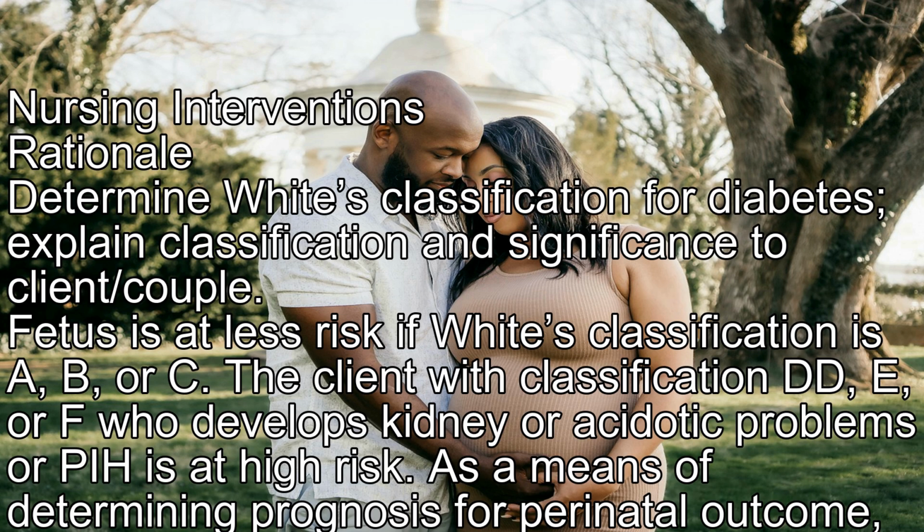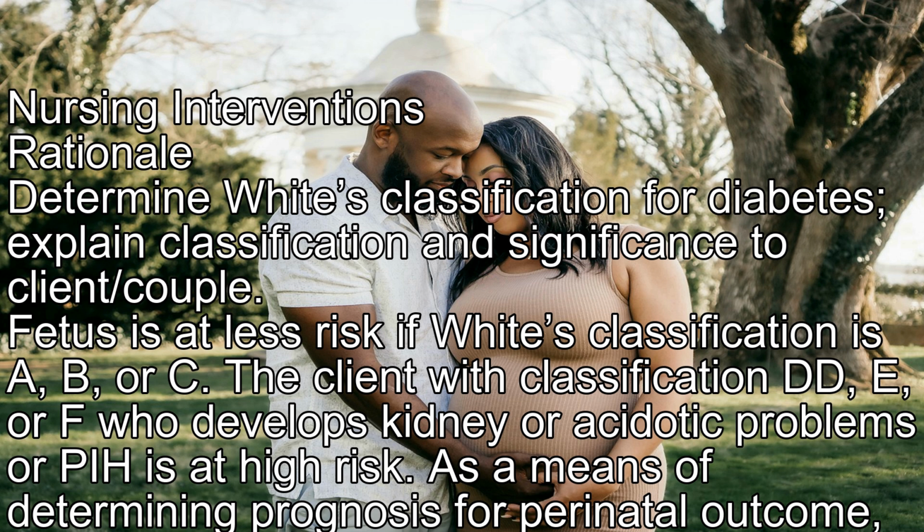Nursing interventions and rationale. Determine White's classification for diabetes. Explain classification and significance to client/couple. Fetus is at less risk if White's classification is A, B, or C. The client with classification D, E, or F who develops kidney or stenotic problems, or PIH, is at high risk.